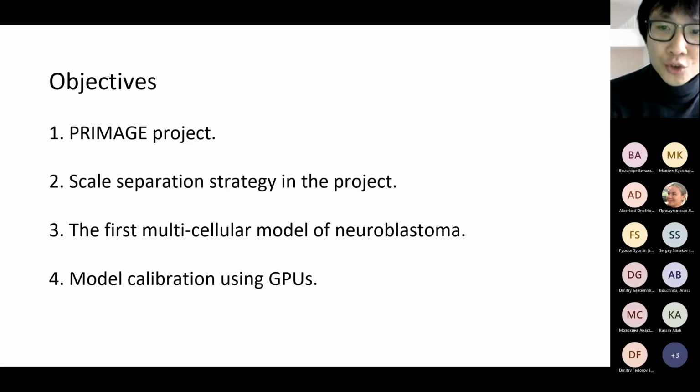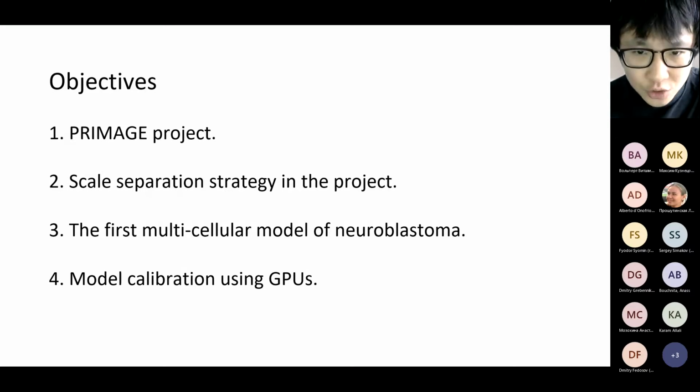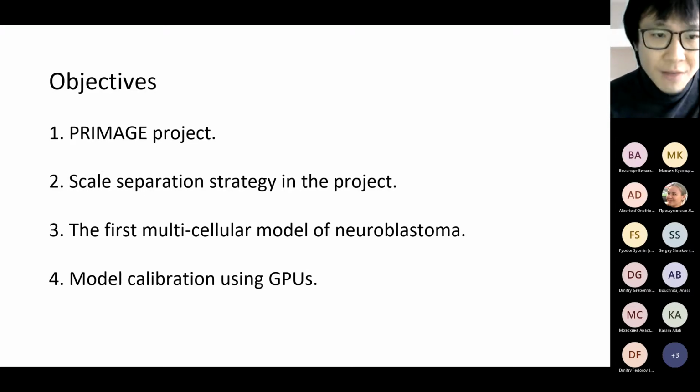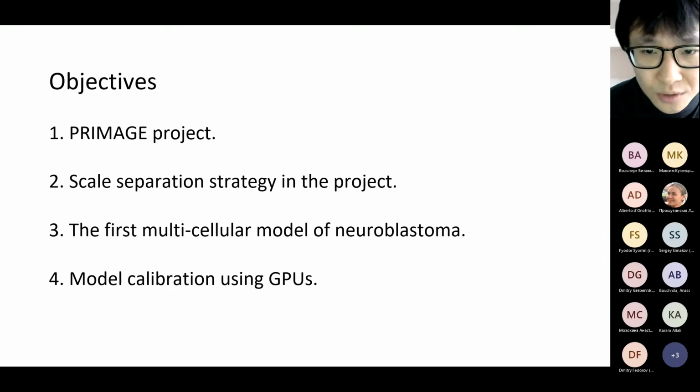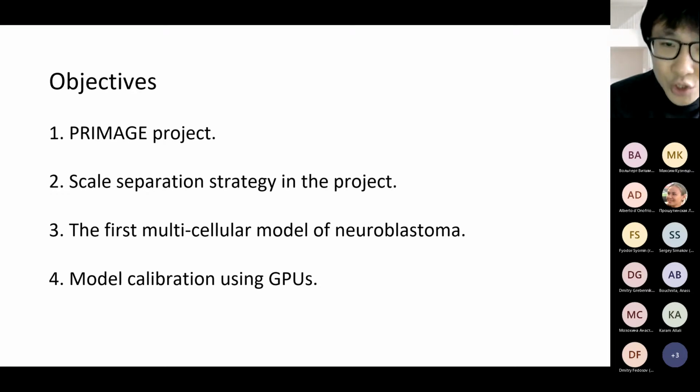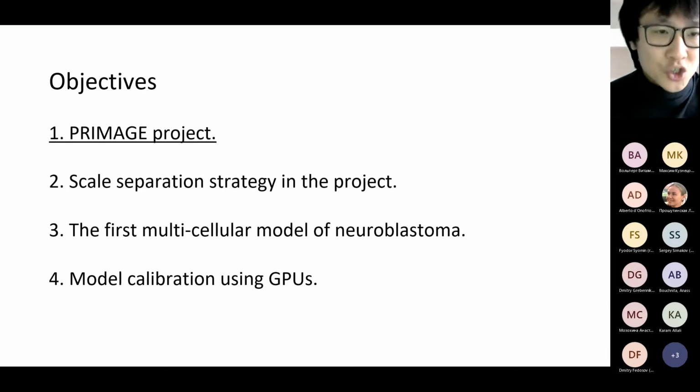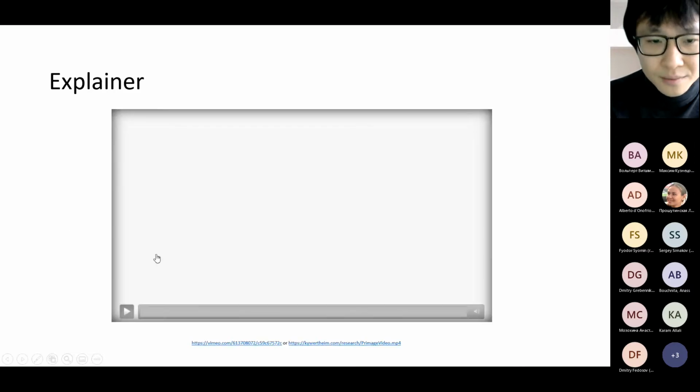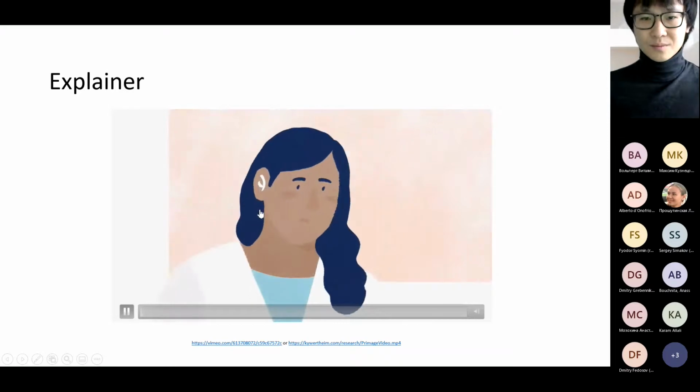Today we have four objectives. A, I will introduce you to the PRE-MAGE project. B, I'll talk about the scale separation strategy used in the project. C, I'll introduce you to the very first multicellular model of neuroblastoma. And finally, I'll talk about the calibration strategy used to parameterize the model. First, I'll tell you the vision, what we're trying to achieve and how we're doing it in this PRE-MAGE project. And actually, someone has already done it for me.